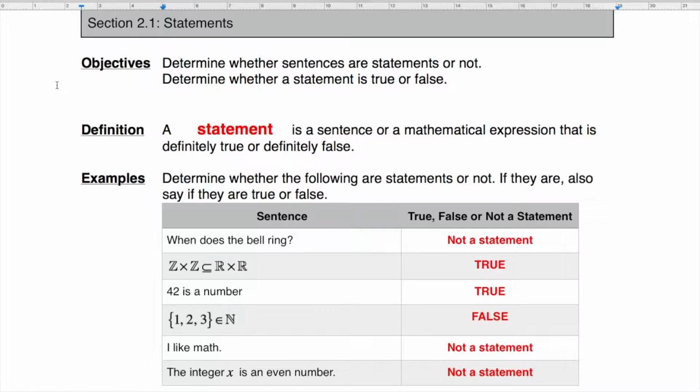I like math. This is not a statement. So it's not definitely true, not definitely false. It depends on many things. Depends on the people, the time, etc.